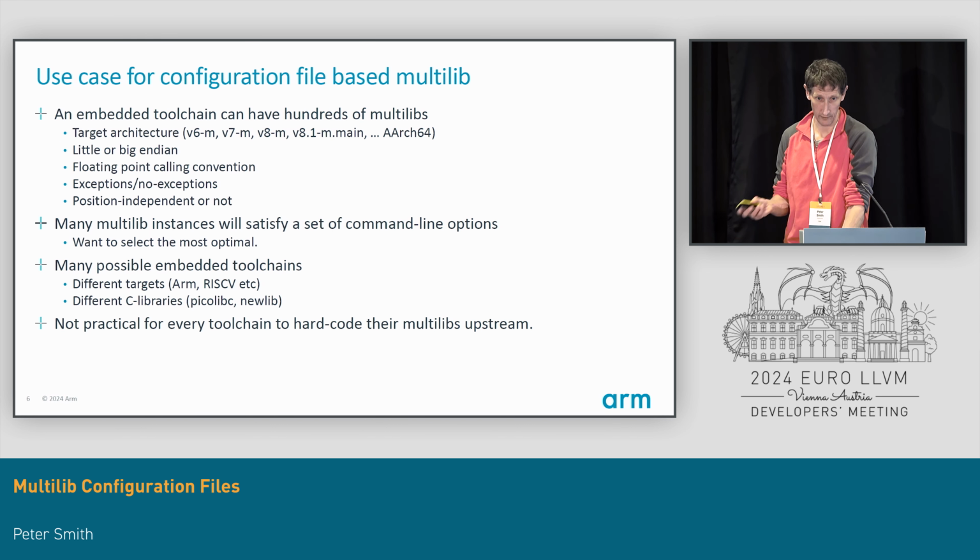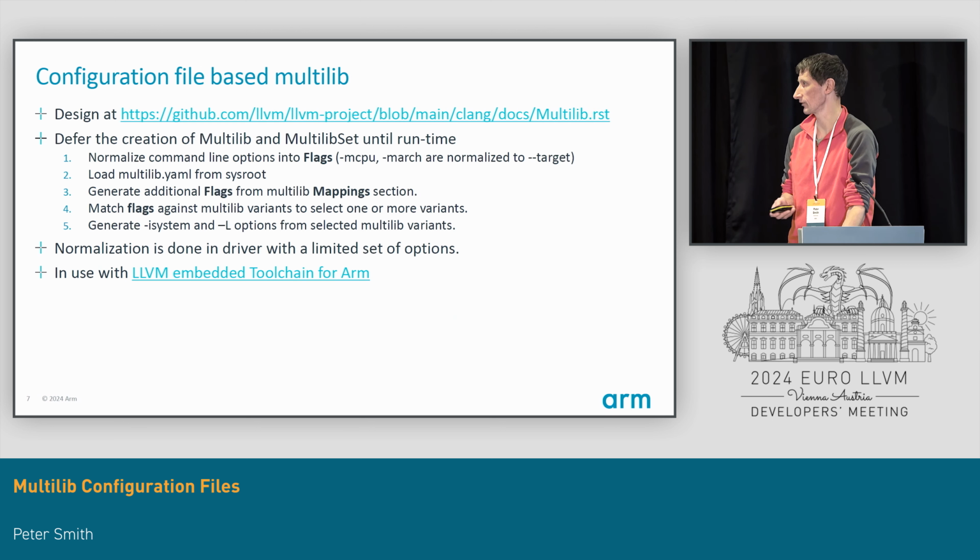Okay, so configuration-based Multilib is essentially for what happens if you have an embedded toolchain that can have hundreds of these things. And worse than that, it's not just your embedded toolchain, it's several other companies' embedded toolchains, several different targets. So it's essentially impractical for every possible embedded toolchain to put all of that upstream. So the idea of configuration-based Multilib is how can we defer the creation of those classes to runtime rather than compile time. Currently I think it's still in alpha experimentation because we're experimenting with the format.